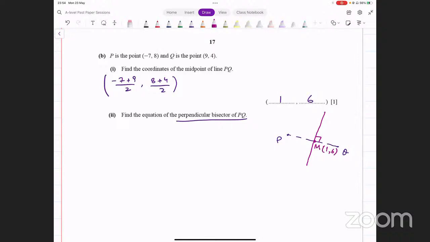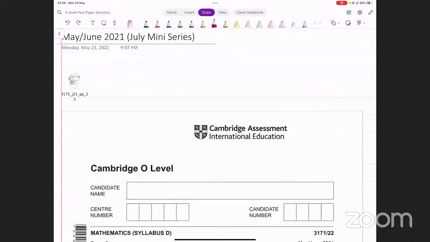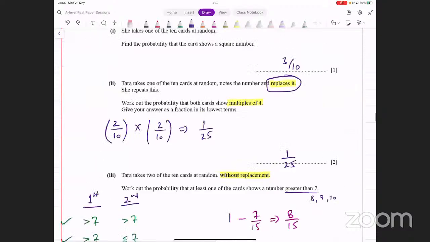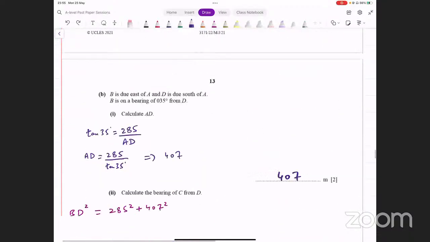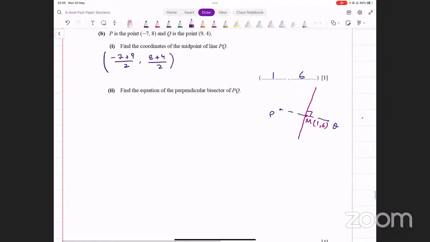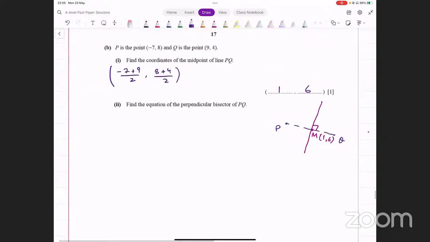Equation of perpendicular bisector is a straight line, right? Straight line की equation के लिए आपको क्या चाहिए होता है? You need 2 things: gradient and a point. Point तो आपके पास already आ गया 1, 6. Gradient चाहिए. That's the only other thing that you need. Okay, so point आपके पास आ गया. आपको सिर्फ gradient चाहिए. Gradient कैसे निकालेंगे? हम PQ का gradient निकाल लेते हैं पहले. Let's find that. Gradient of PQ.